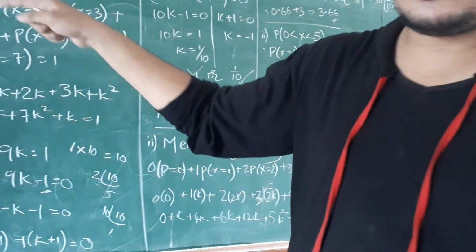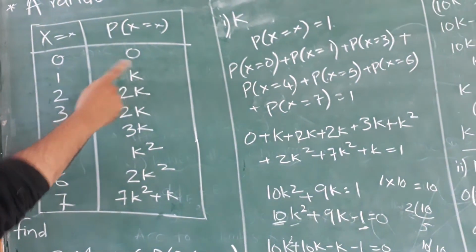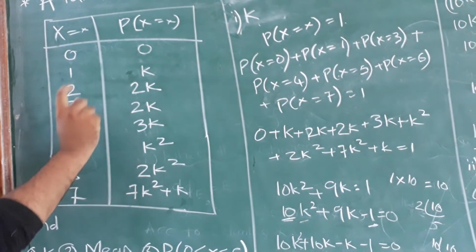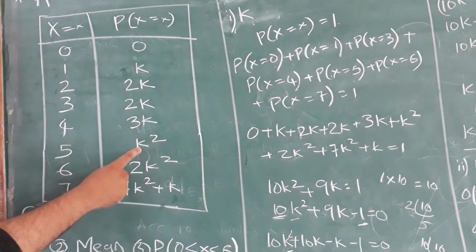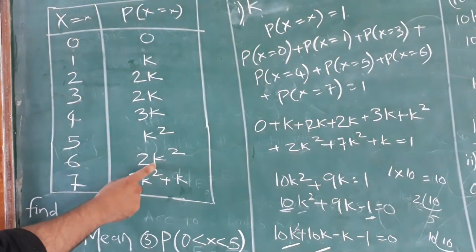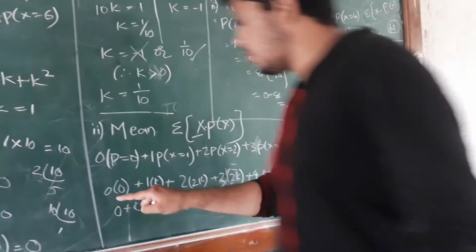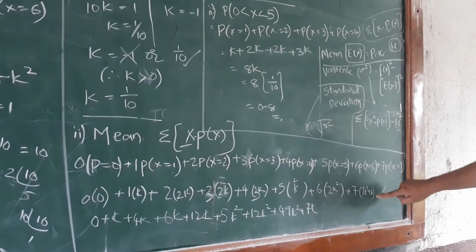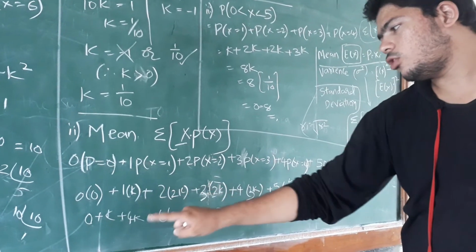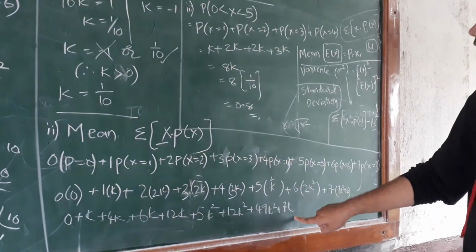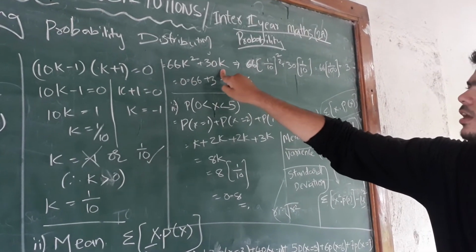See, I just want to show you the question. Very much easy. See, 0 into 0 plus 1 into k plus 2 into 2k plus 3 into 2k plus 4 into 3k plus 5 into k square plus 6 into 2k square plus 7 into 7k square plus k. All that I have written here. Same, just do 0 into 0, 1 into k, 2 into 2k, same. Just after multiplying you will get up to here: 66k square plus 30k.